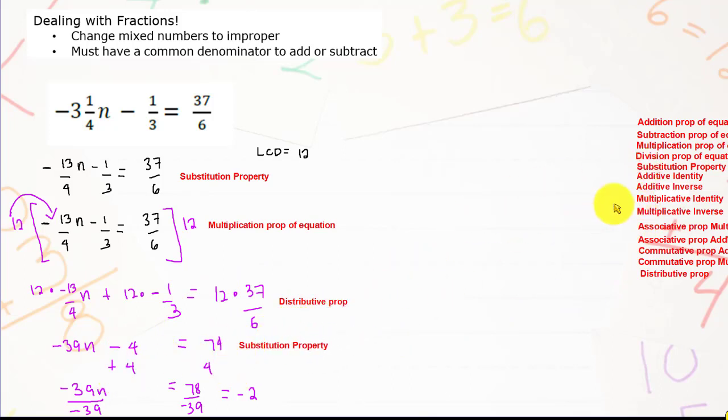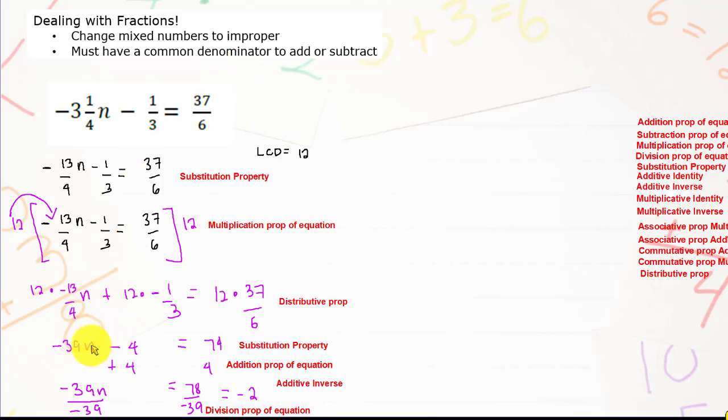Here, we add 4 to both sides. That's the addition property of equality. And then we cancel this to get this. So it will be your additive inverse. And finally, when you divide by negative 39, that is your division property. And to get this answer, it is actually the multiplicative inverse.